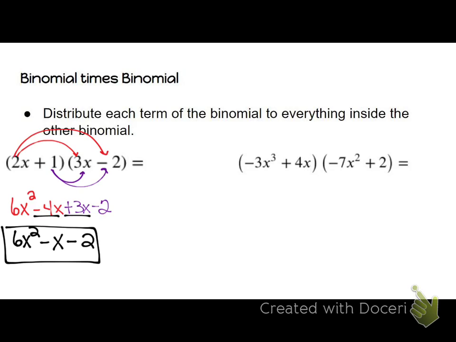So distribute each term of the binomial to everything inside the other binomial. So I'm going to use 2 pen colors again. I'm a visual learner, you guys, so breaking things down into color, into parts, into steps really helps me. So which number am I going to use?